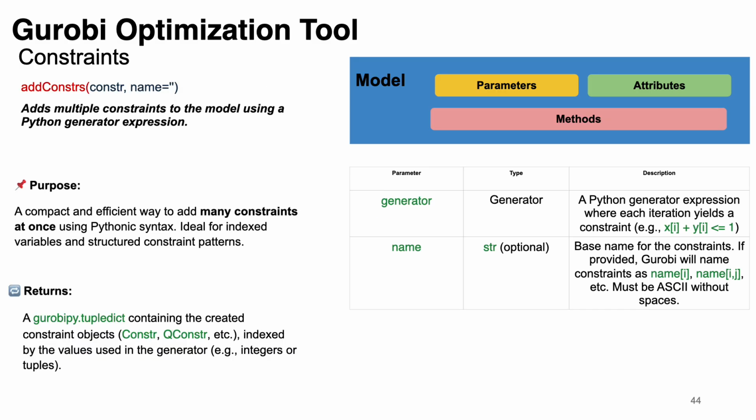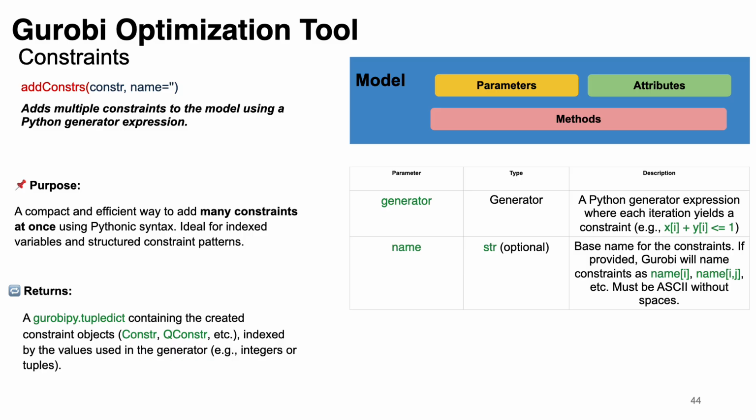When you execute addConstrs, it returns a gurobi.tupledict. This dictionary contains all the newly created constraint objects perfectly indexed by the values you used in your generator expression. The primary purpose of this function is computational efficiency and code compactness.